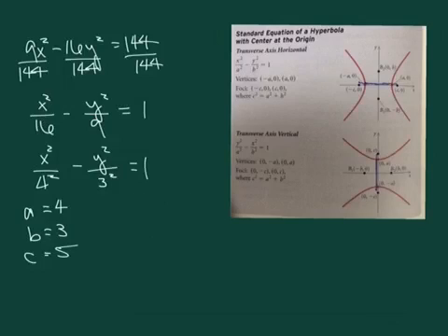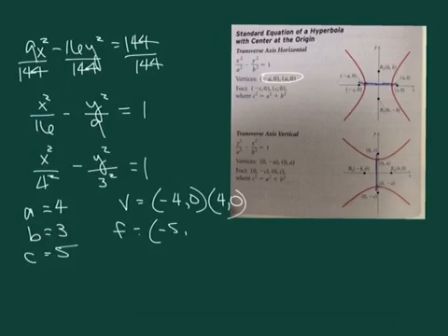Now I've got a, b, and c. Let's see what we're doing here. We've got an x squared first minus y squared, so it's going to be this one here. Let's find the vertices. The vertices equal, according to this, whatever a is, we'll make it negative, and then positive. And then the foci is whatever c is, negative and positive. So c is 5.